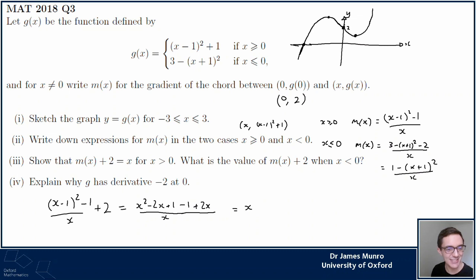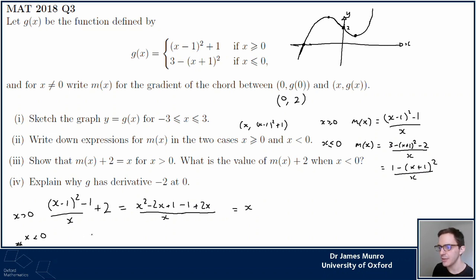Does that mean m of x is x minus 2? I think it does. Maybe I should have simplified my fraction for m of x over here by multiplying out the square. Okay, that's when x is positive. When x is negative, I've got to work out m of x.